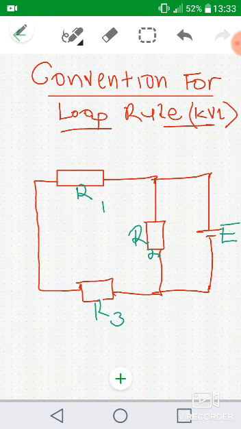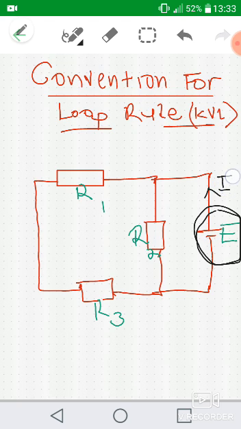Okay, so I wanted to show you EMF and potential drops. As you can see, EMF is the total power supplied by a battery into the circuit. So EMF is this E, the power source. Current will be moving from the power source, going that side. This current, we can call it I.